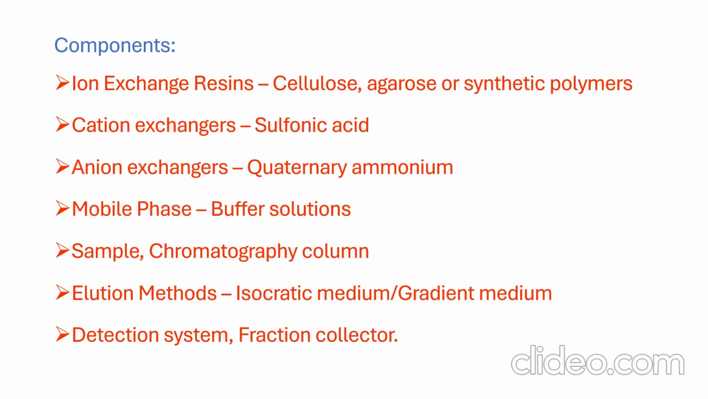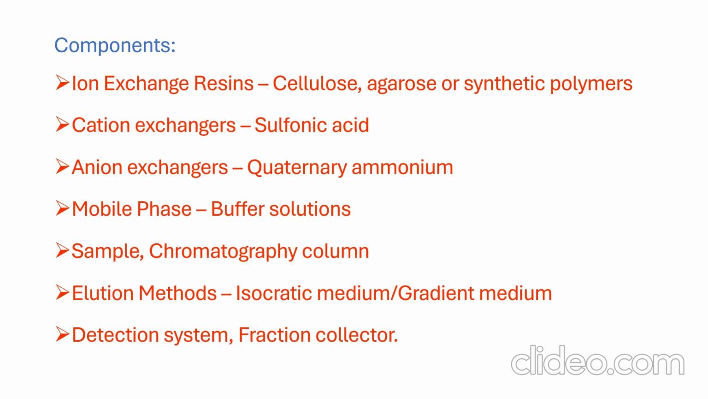Next, move on to components of ion exchange chromatography. First one is ion exchange resin, composed of a solid matrix with charged functional groups, example cellulose, agarose, or synthetic polymers. Cation exchangers are negatively charged groups that bind positively charged ions, example sulfonic acid. Anion exchangers are positively charged groups that bind negatively charged ions. Example quaternary ammonium.